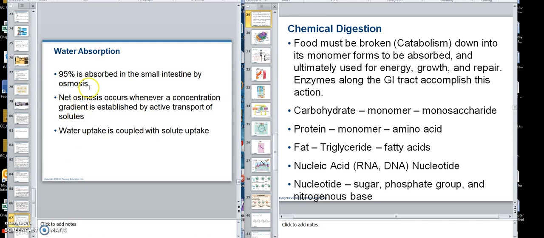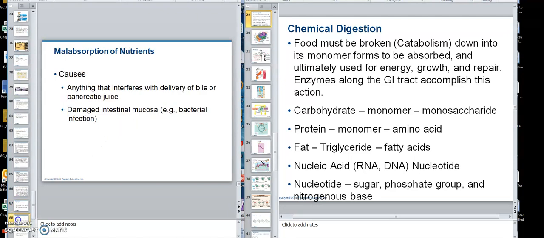Water absorption: 95% is absorbed in the small intestine by osmosis. There's some taken up in the large intestine, remember. Okay, that's water absorption. Malabsorption: anything that interferes with the delivery of bile or pancreatic juice. Because if you don't get the bile, you can't get the lipids. If you don't have the pancreatic juice, you can't do the others because you can't break it down to the monomer. Okay. Also, you could have trouble with damaged intestinal mucosa that could cause a problem.